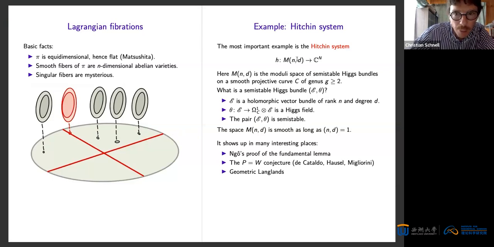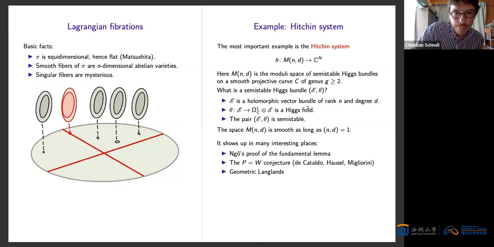This is a conjecture about the cohomology of this moduli space. And then it shows up in the geometric version of the Langlands program also. So this is a quite interesting space. And the way this moduli space is studied is mostly through this Lagrangian fibration, this map H.